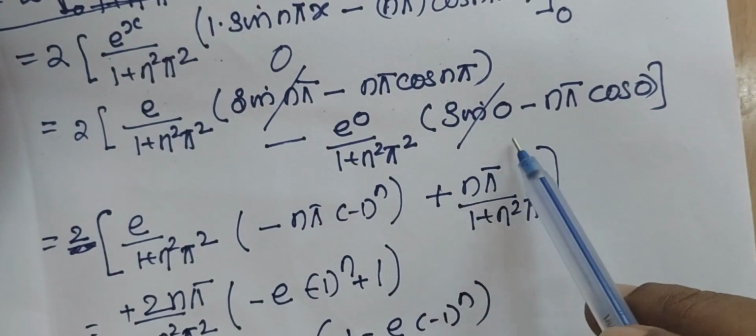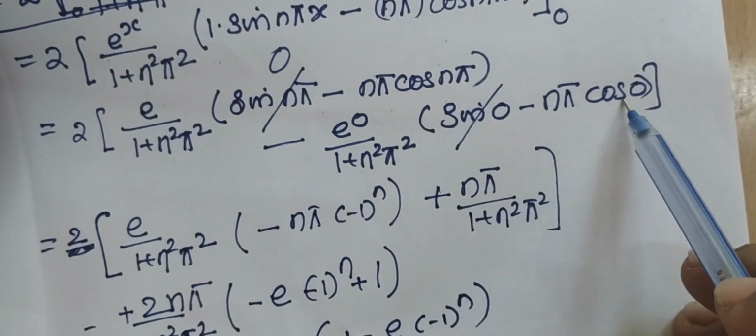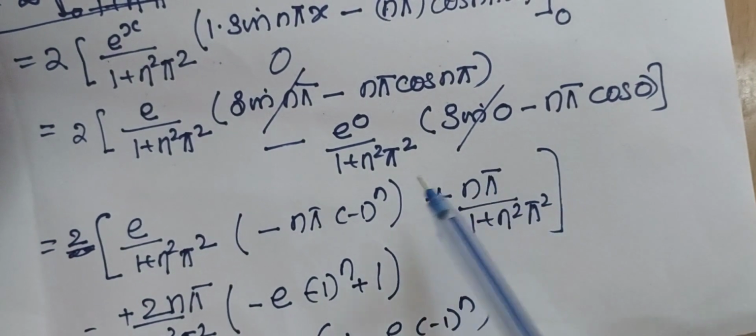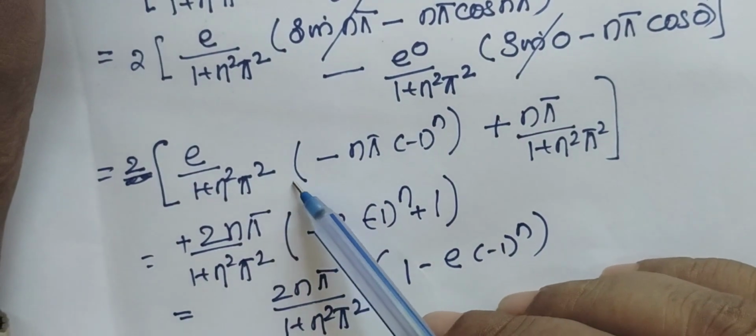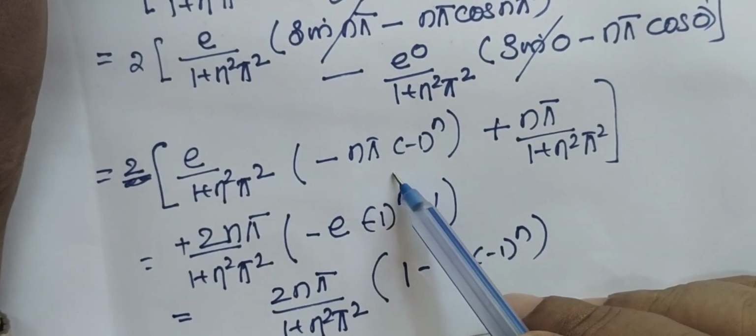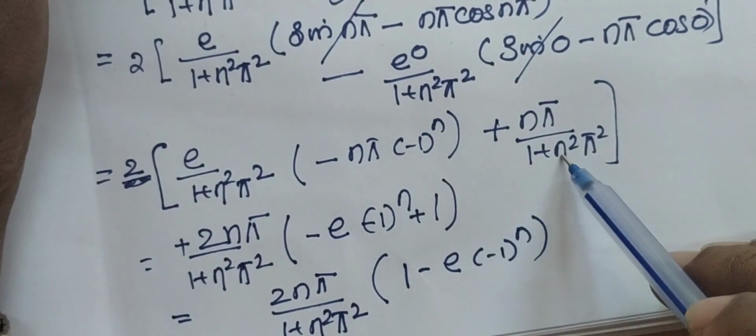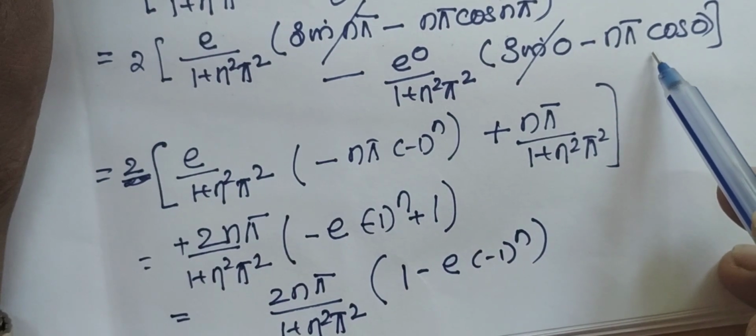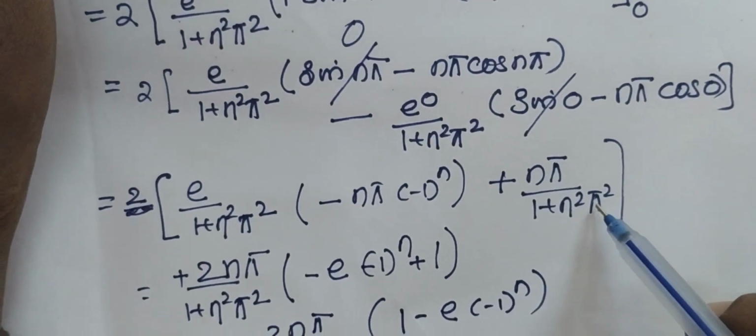Then plus, minus e raised to 0 is equal to 1. Then n pi into cos 0, whose value is equal to 1. So our answer is e by 1 plus n square pi square into minus n pi times minus 1 raised to n, plus n pi by 1 plus n square pi square into n pi cos 0, whose value is 1, so that is equal to n pi by 1 plus n square pi square.